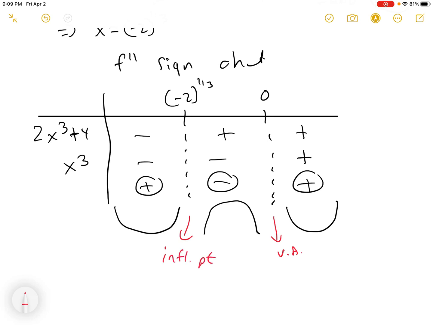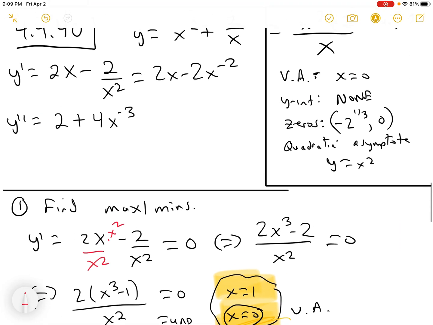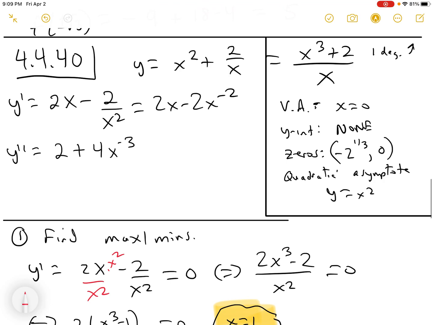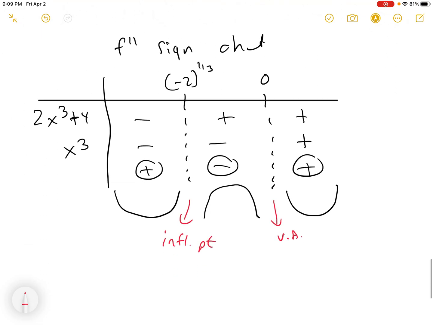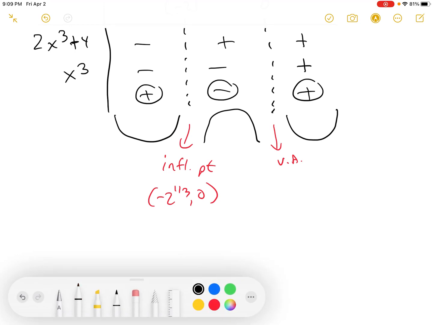And I think that's, where did that number come from? Didn't we have it before? That's one of the zeros. Cool, so we've already got that number. So inflection point at minus 2 to the 1/3. All right, let's try and graph this thing.